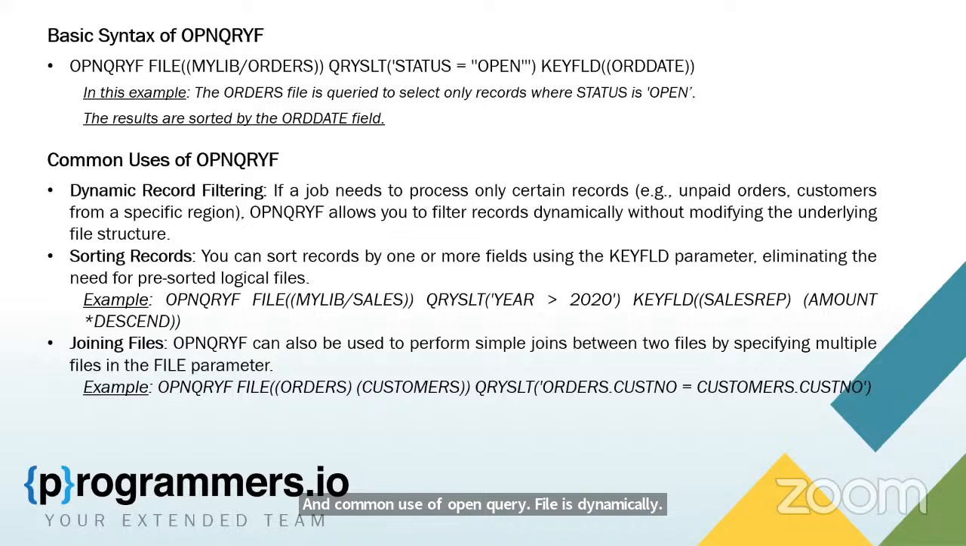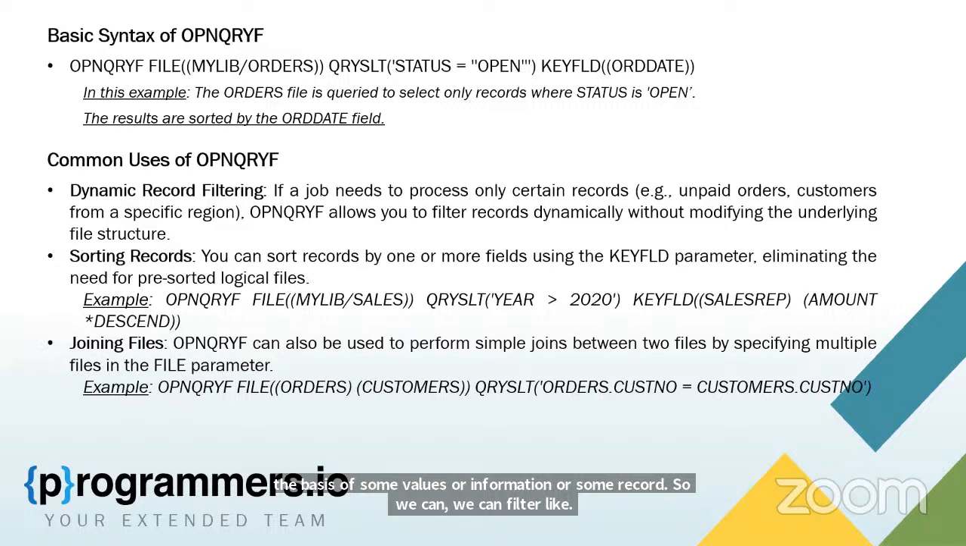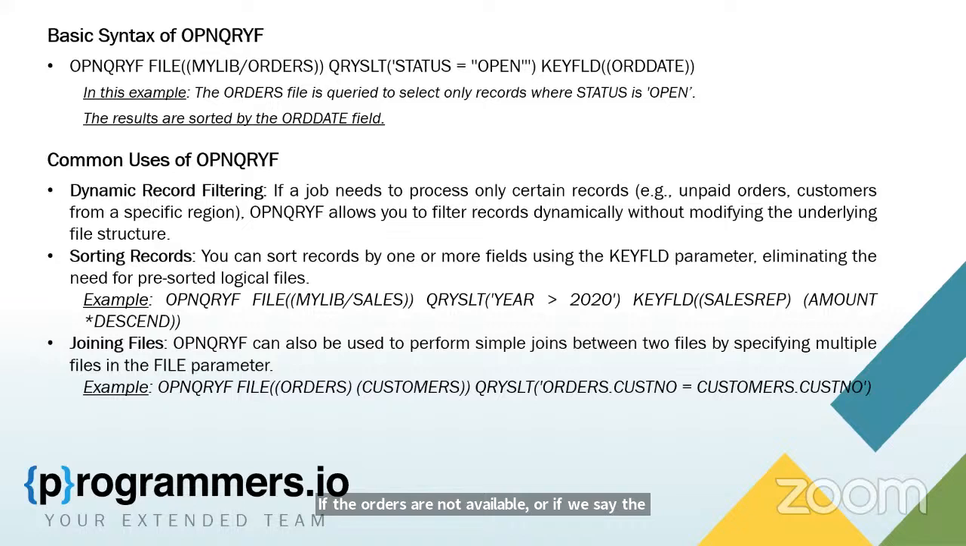Means we have different ways to filter the records on the basis of some values or some information or some records. So we can filter, like if the orders are not available, or if we say the employees or the student data, for those students which have marks above a limit, we can just filter the data on the basis of that. So we have multiple filtering options, we have sorting options.